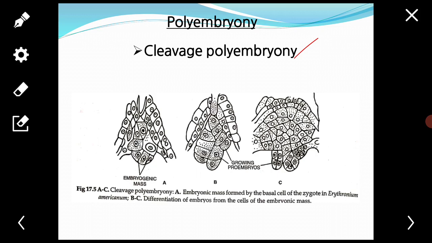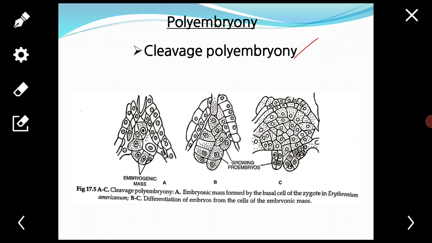In Erythronium americanum, first division of the zygote is normal, forming an embryonic mass. Many cells at the distal end produce separate embryos. In plants, Isotoma and Exocarpus, the additional embryos are produced from suspensor cells of the proembryo.